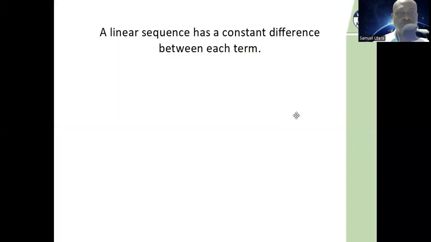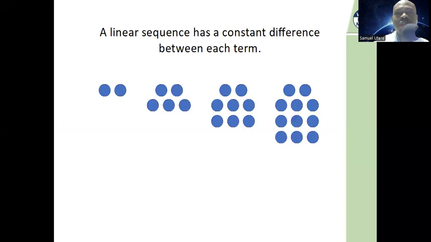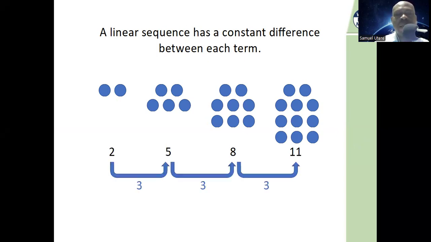Okay, let's do some new learning. So remember what we learned in our previous lesson. A linear sequence has a constant difference between each term. Okay, so if you look at this sequence here, that's 2, 5 circles, 8 circles, and 11 circles. So if we check how much these terms of the sequence are changing from one to the next, we see that we're adding 3 every time. So that number is constant. That's why we call it constant difference.